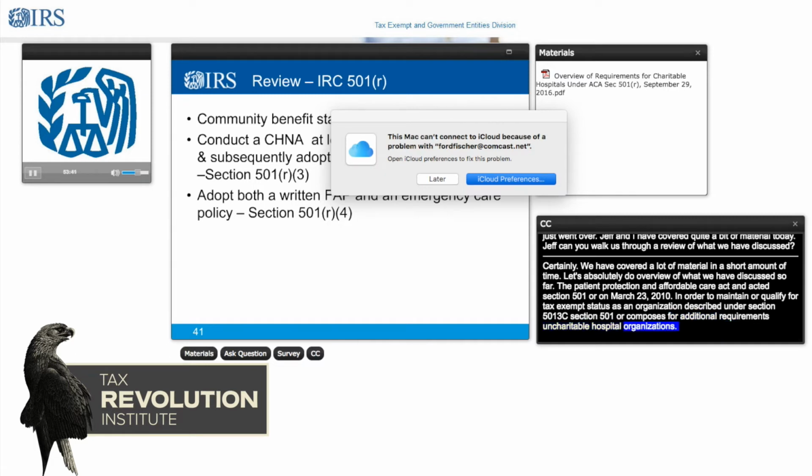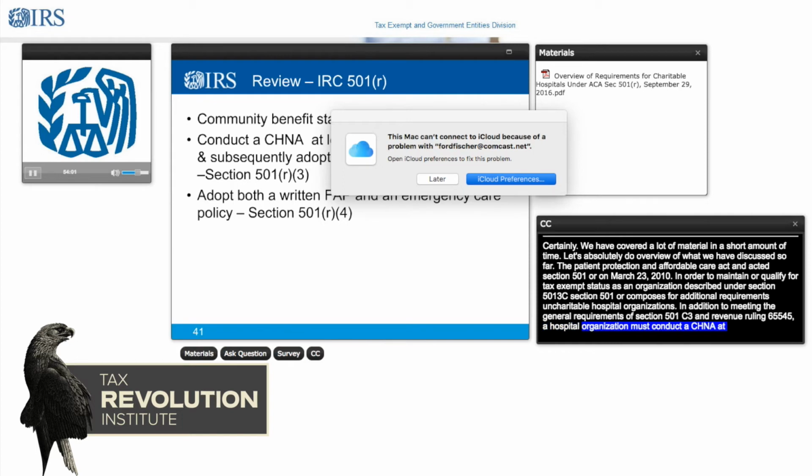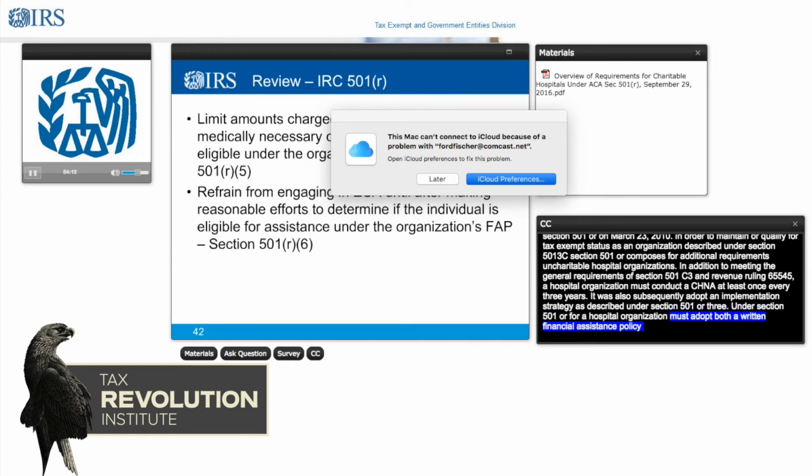In addition to meeting the general requirements of Section 501c3 and Revenue Ruling 69-545, a hospital organization must now conduct a CHNA at least once every 3 years. It must also subsequently adopt an implementation strategy as described under Section 501R3. Under Section 501R4, a hospital organization must adopt both a written financial assistance policy and an emergency medical care policy.